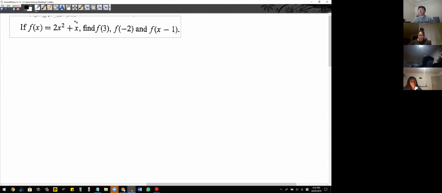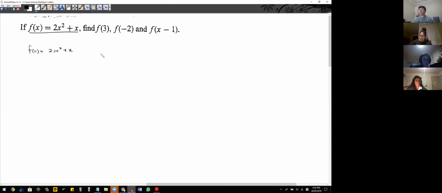So we're talking about the function notation. So this here means y equals 2x squared plus x, and we just choose to write the y as function f of x.